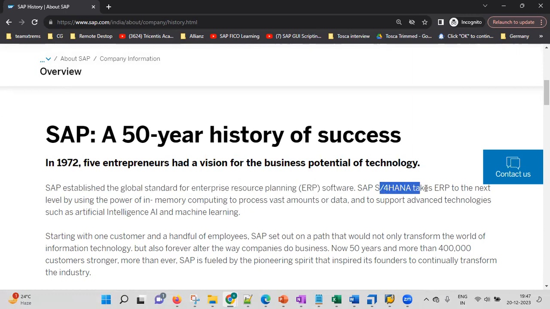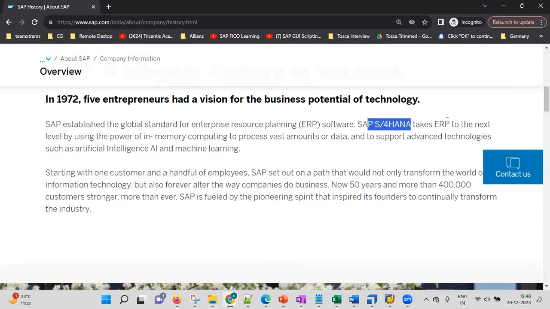SAP established a global standard enterprise resource planning software. SAP S4 HANA takes ERP to the next level. Now SAP S4 HANA is a cloud platform and takes ERP to the next level.